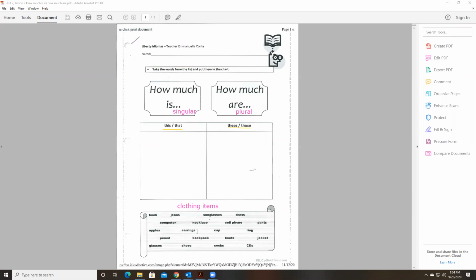Okay, so your clothing items are down here. I want you to put them where they belong. For example, book. Book is singular, so book will go right here. Jeans is one of those words that will always be plural. Okay, pantalones. Jeans will always be plural. So I want you to put the rest of these clothing items in how much is or in how much are.